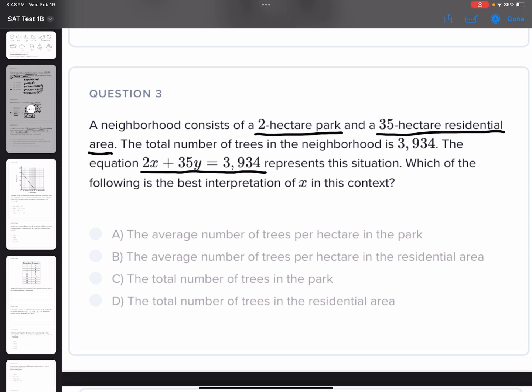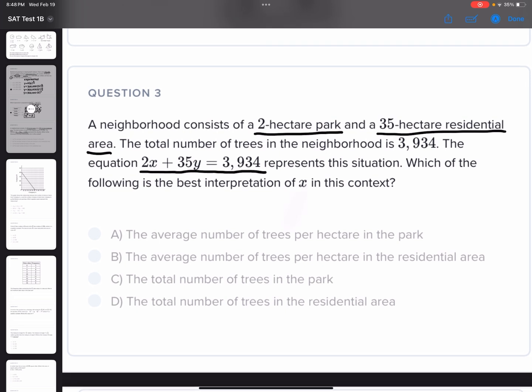Okay, so immediately right now, x is right next to 2, and we have an idea of where 2 comes from. 2 is the size of that park, right? 2 hectares and 35 hectares. So these numbers are just representing the size of each park. Since we are talking about x, we are obviously going to talk about the park. So anything involving the residential area can immediately be crossed off because we're not talking about y. So B and D are automatically the wrong answer. We are left with A and C.